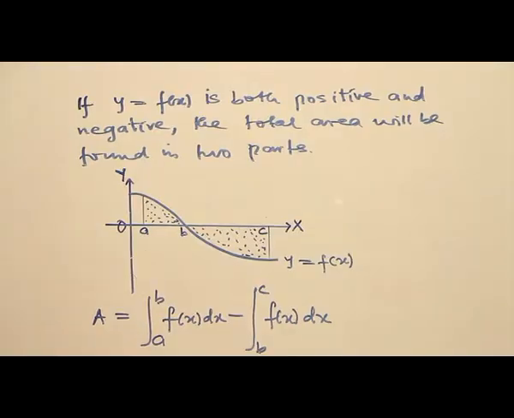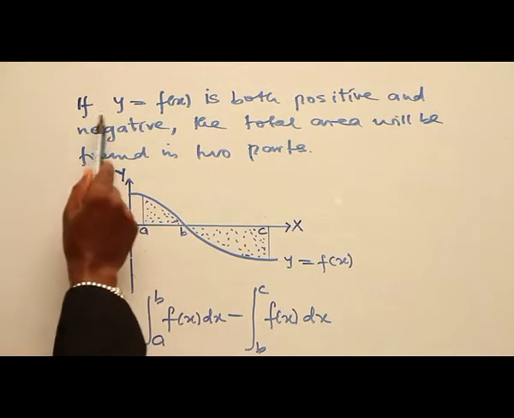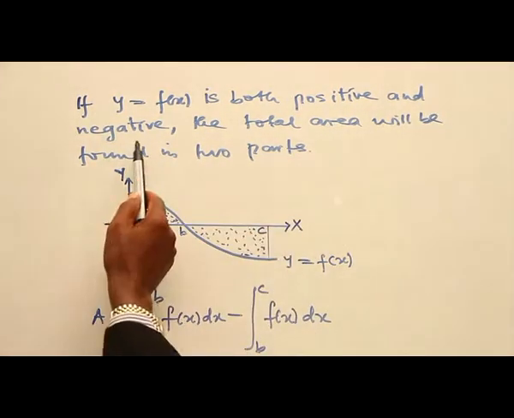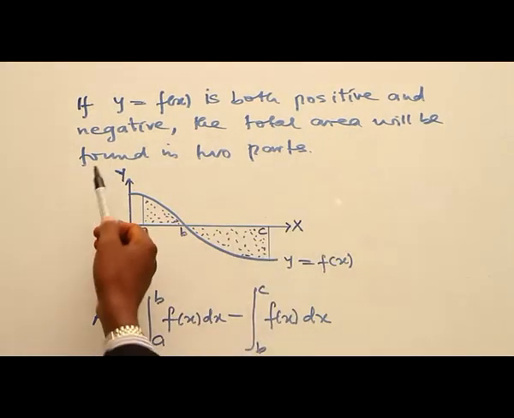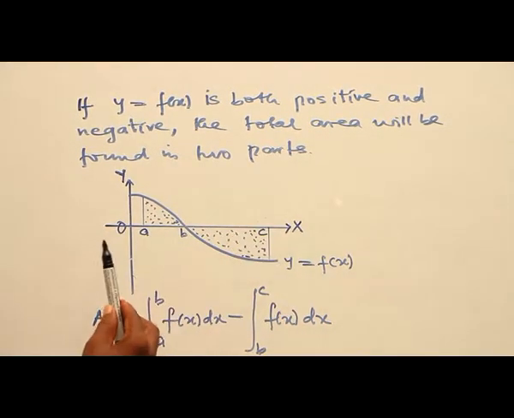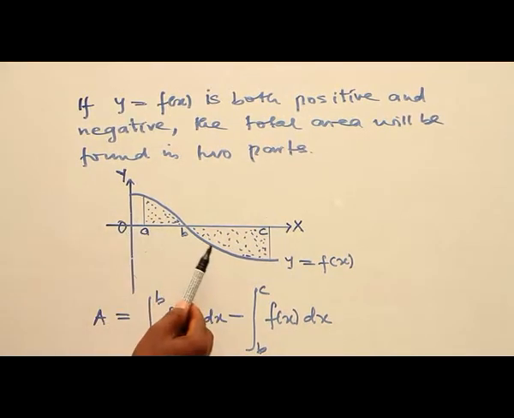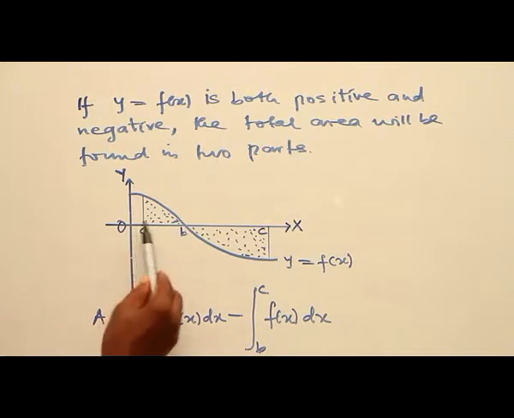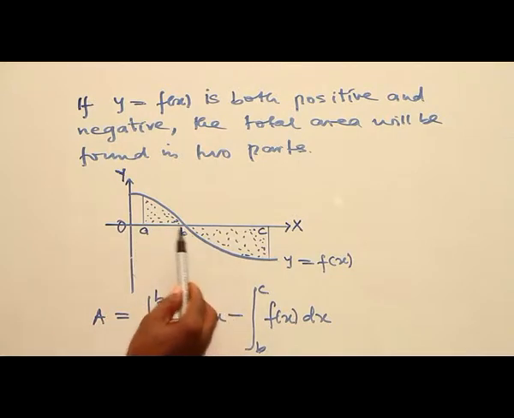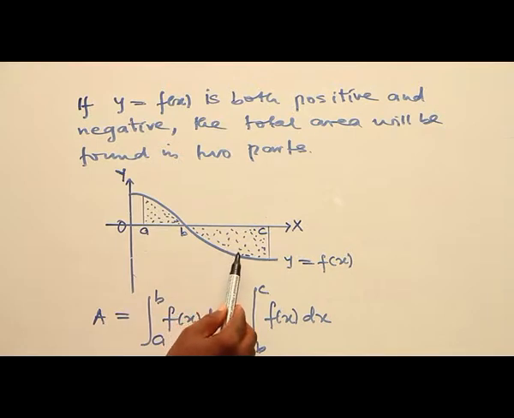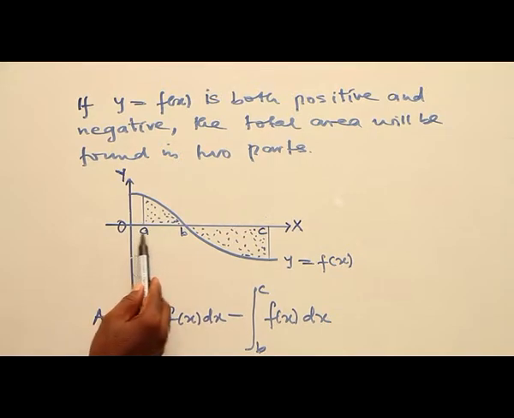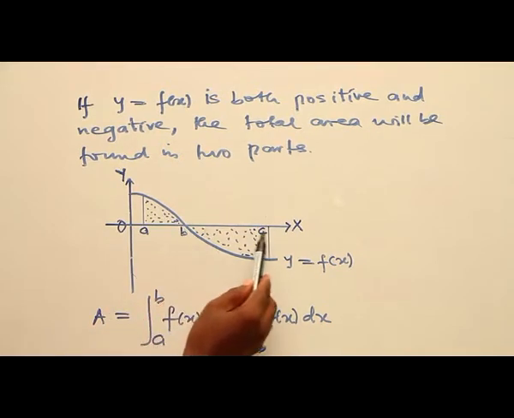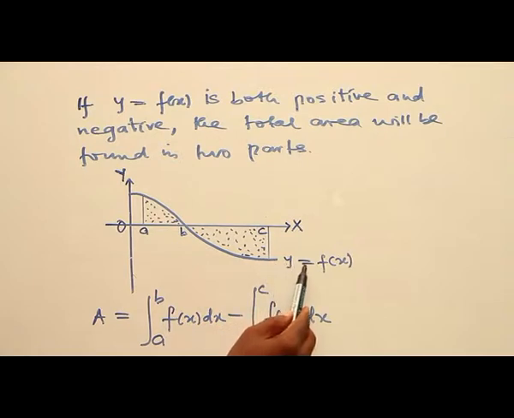Here is another situation. If y is equal to f of s is both positive and negative, the total area will be found in two parts. Here is an illustration showing a curve that is both positive and negative, and we are required to find the shaded area. Part of the shaded area is positive and one part is negative, negative because it's below the x-axis. As you can see, from the point A to B is positive, from the point B to C is negative. And the function is y equal to f of s.